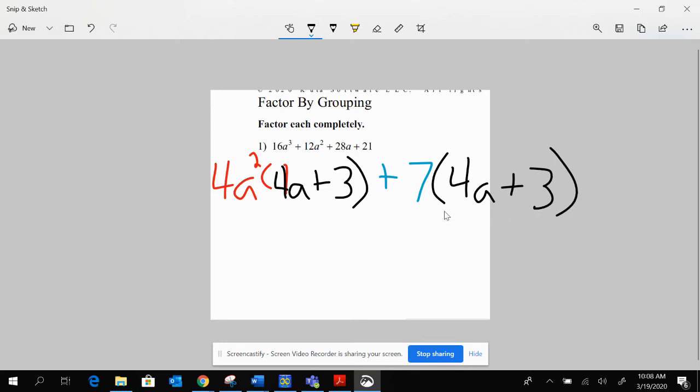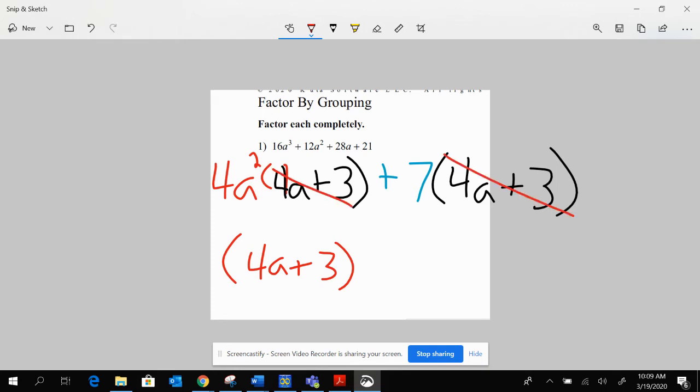They have to be the same exact thing. All right. Now, when they're the same exact thing, we can move on to the next step. Now we're going to carry down one set of the parentheses, because why carry down both sets of parentheses if they equal the same exact thing? So I'm going to bring down 4a plus 3. And so that's gone.